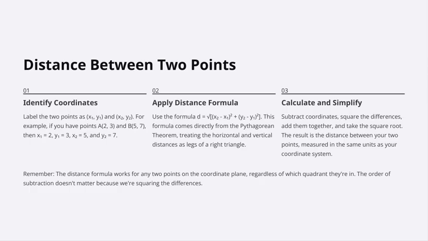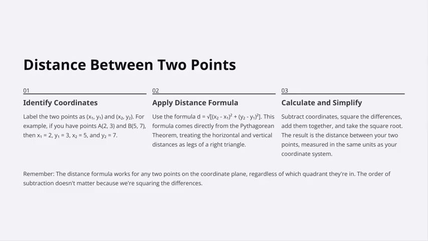Let's talk about how to find the distance between 2 points on a coordinate plane. First, we need to identify the coordinates of each point. We'll label them as x1, y1, and x2, y2. For example, if we have point a at 2, 3, and point b at 5, 7, then x1 is 2, y1 is 3, x2 is 5, and y2 is 7.